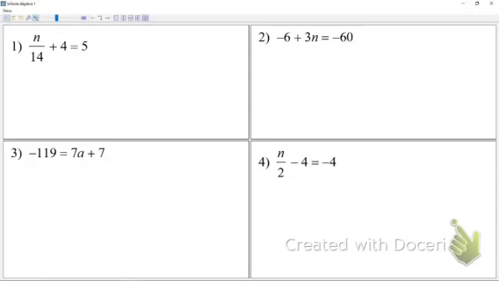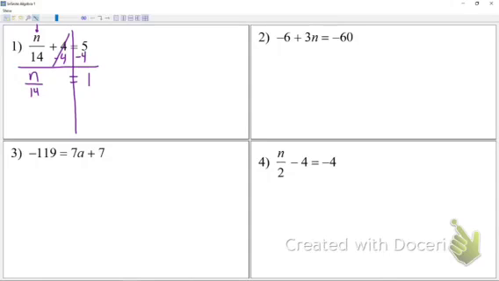First thing we need to do, remember I've told you, always get rid of your addition and subtraction. So what is being added or subtracted to this n? That plus 4. How am I going to get rid of it? Minus 4. If I'm minus 4 on one side, I'm minus 4 on the other. That leaves me with n divided by 14 that cancels, equals 1. How do I get rid of division?